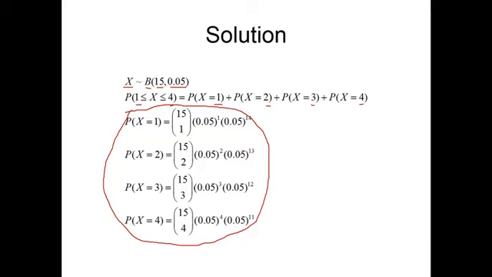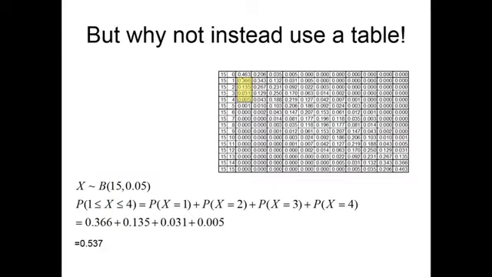But why not instead go to the table? We have n equals 15, probability of success 0.05, and we're running it between 1 and 4. So we run out these particular numbers and do the sum, and that works out to 0.537. About almost 54%.